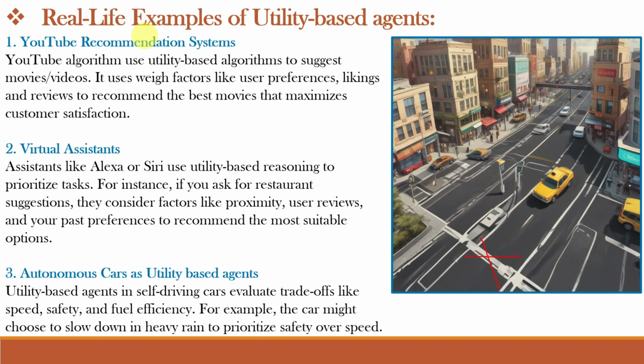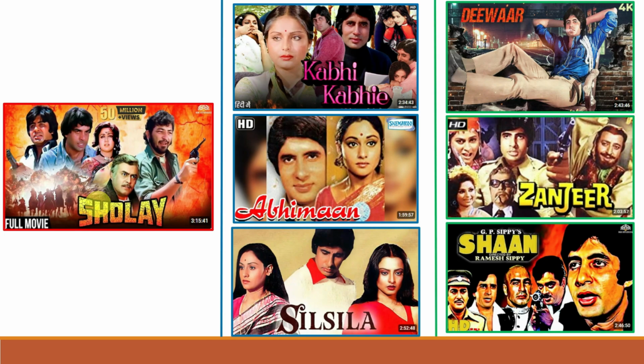Let us see some real-life examples of utility-based agents. The YouTube algorithm uses utility-based algorithms to suggest movies or videos. For example, I am watching the Sholay movie on YouTube. From my watch history, YouTube knows that I like Amitabh Bachchan movies, and that too action movies. So in the next suggestions, YouTube will not show me movies like Kabhi Kabhie, Abhimaan or Silsila. Why?